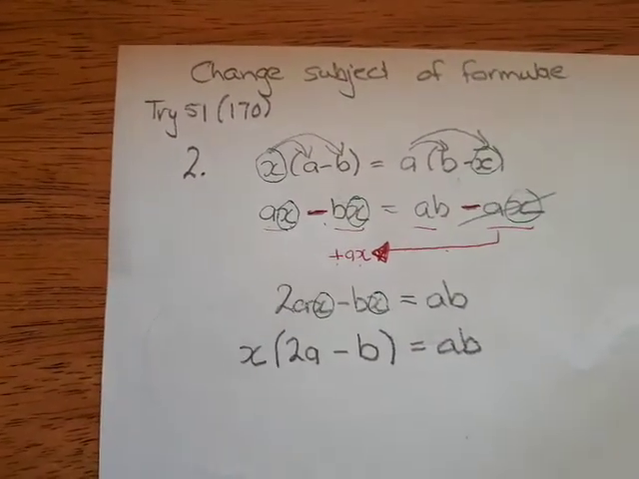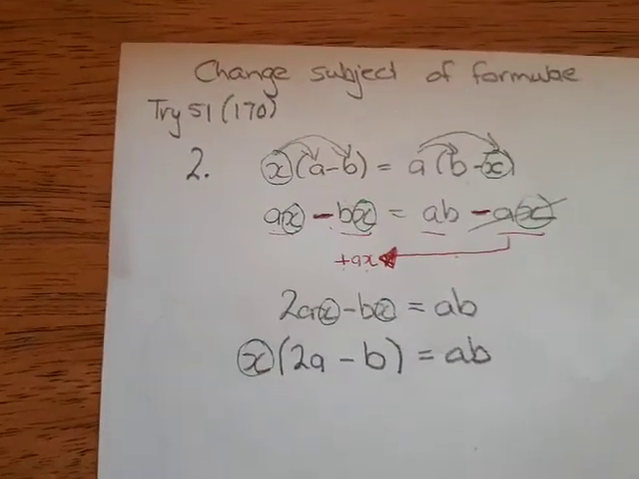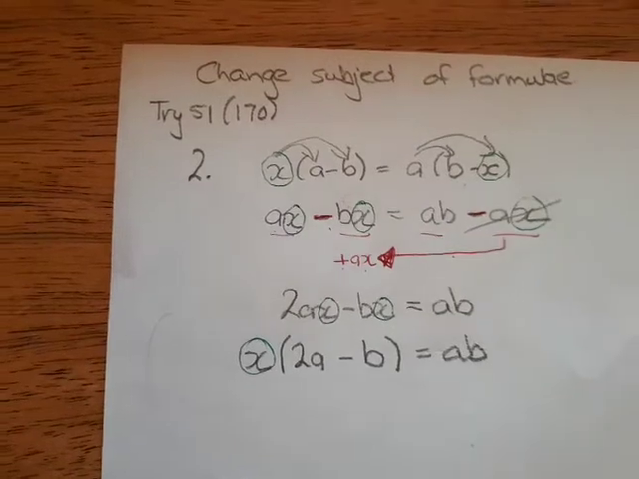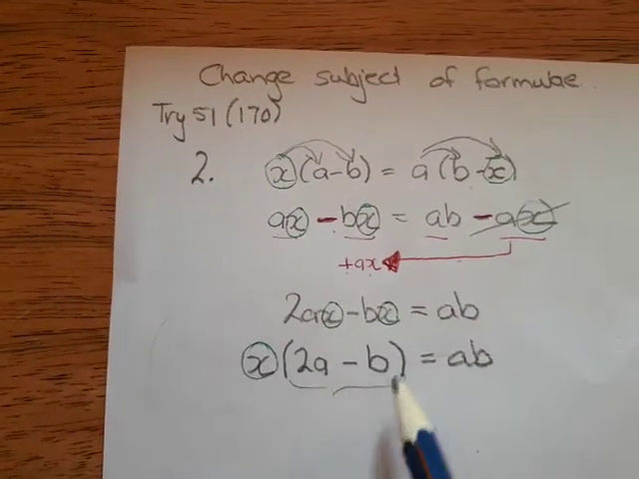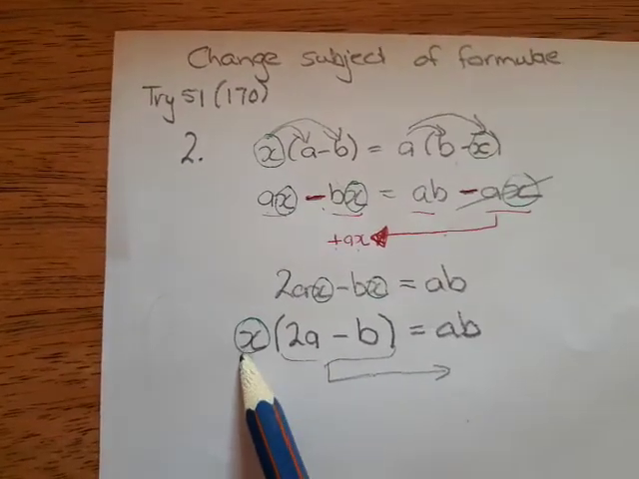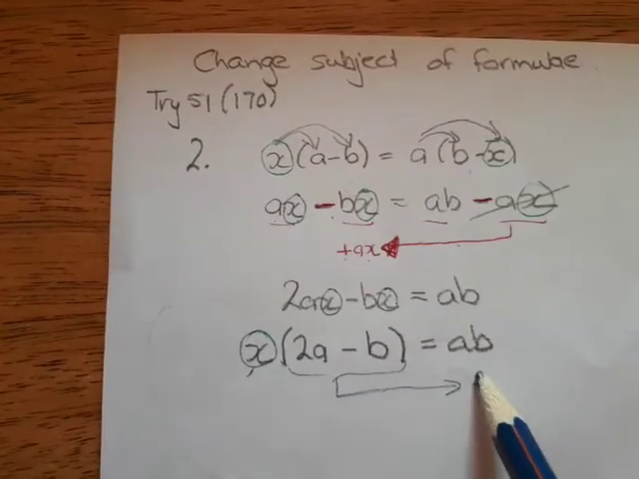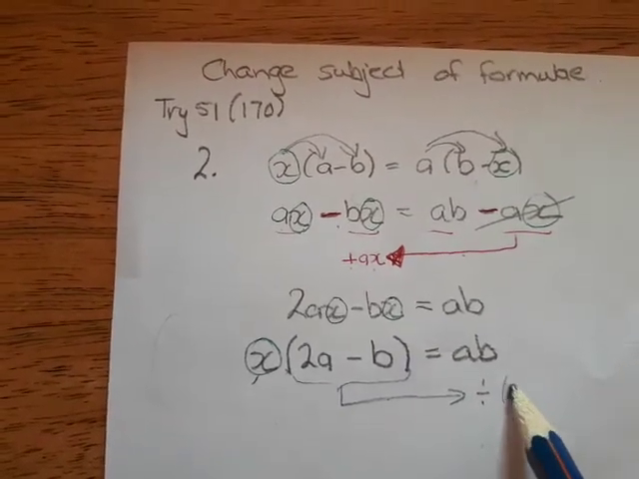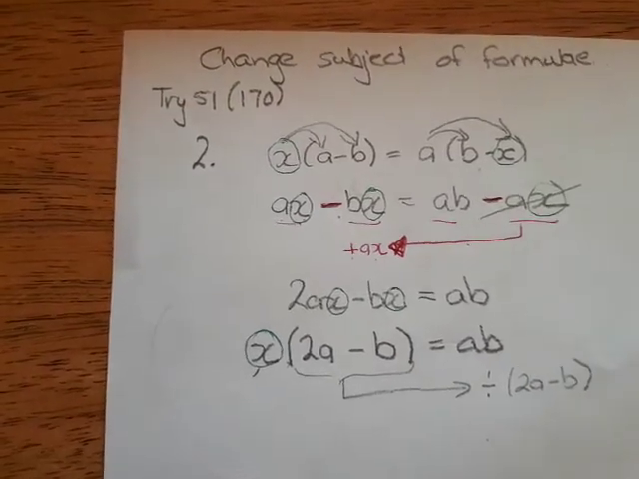Then again, circle the subject of the formula, which should be X, which now tells me that I can move this whole bracket to that side. Then I will have X left over on its own, isn't it? So there's a multiplication here on this side. It becomes divide by 2A minus B.